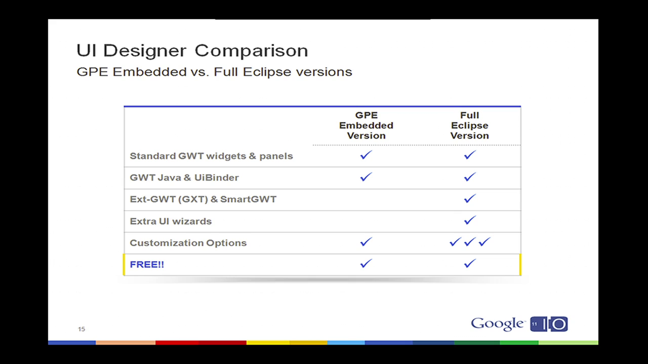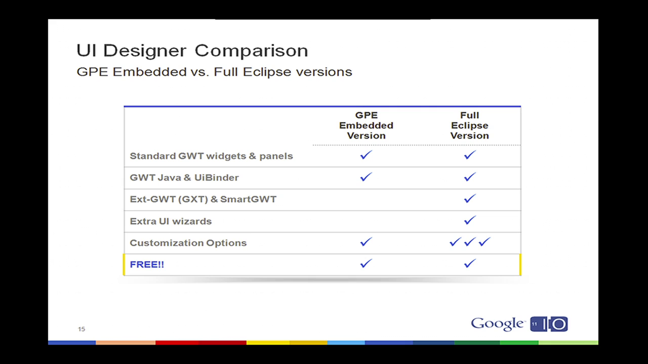And this is just a quick comparison of the two main flavors of the UI Designer, the embedded version versus the fuller version. Again, both versions support all the standard GWT widgets and panel types. Both support both Java and UI Binder-based UIs. The full version adds support for additional third-party widgets like GXT and Smart GWT. There's also a much larger number of built-in wizards accessible. The full version also has a lot more customization options, but the basic version has the primary ones you need. And the most important thing is both versions are completely free thanks to Google.